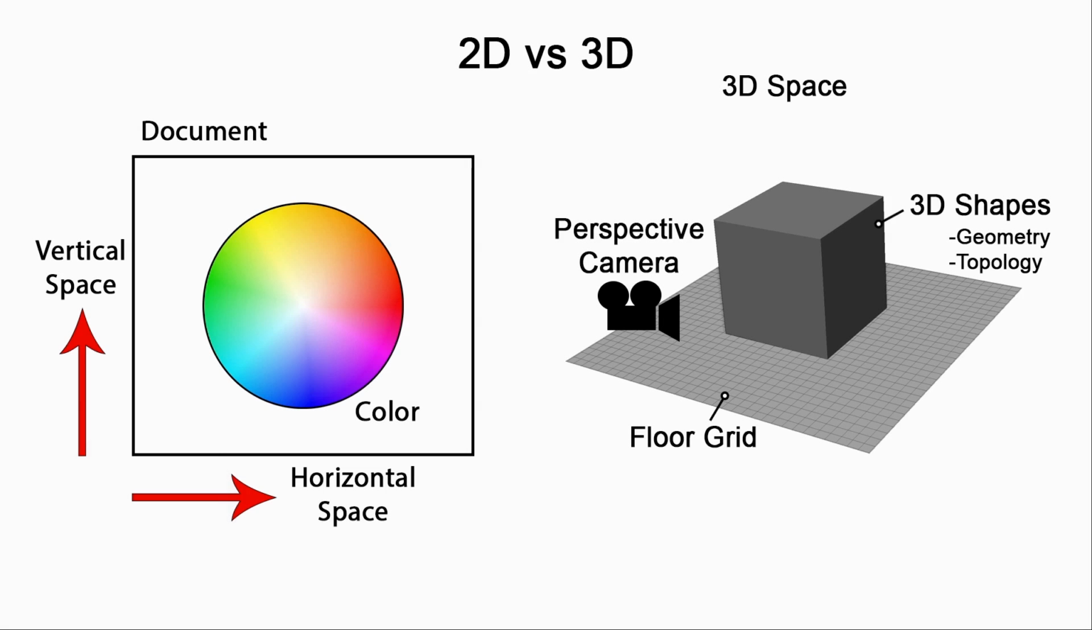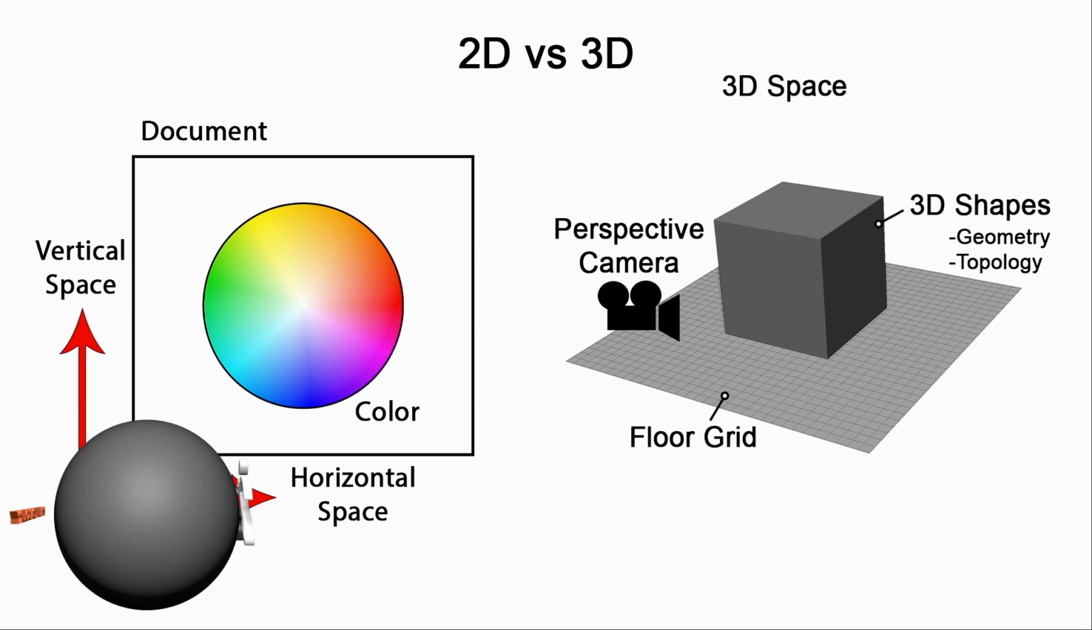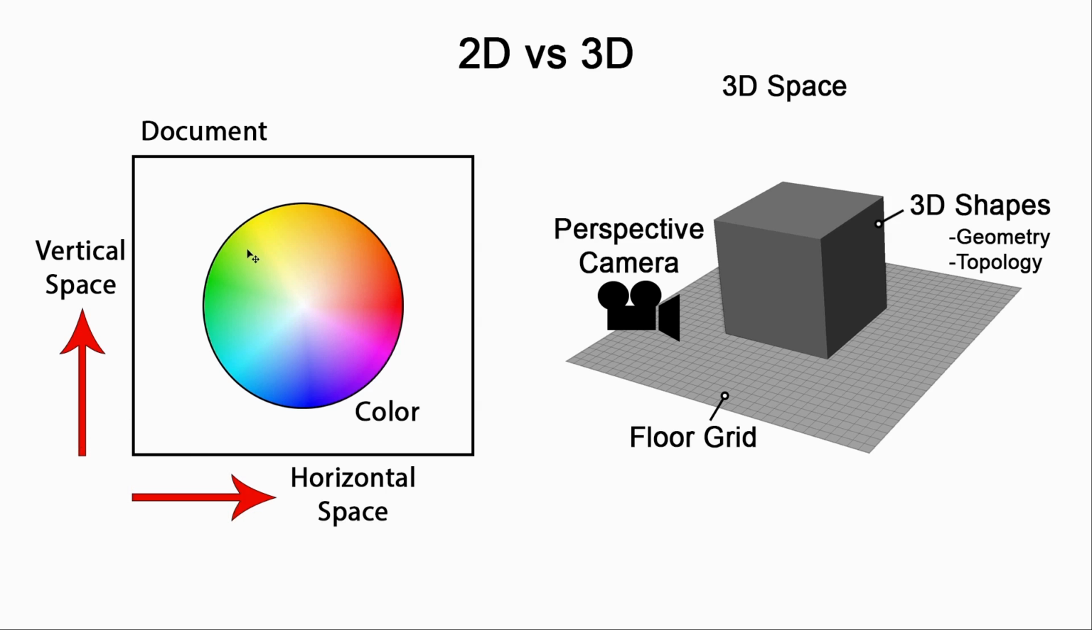Hello, welcome to Chapter 1, Understanding 3D Space. So we've put together here just a little document to show the difference between 2D space and our 3D space. So on the right is our 2D space, where we have a horizontal and vertical space that we're used to making up a document in any 2D application.